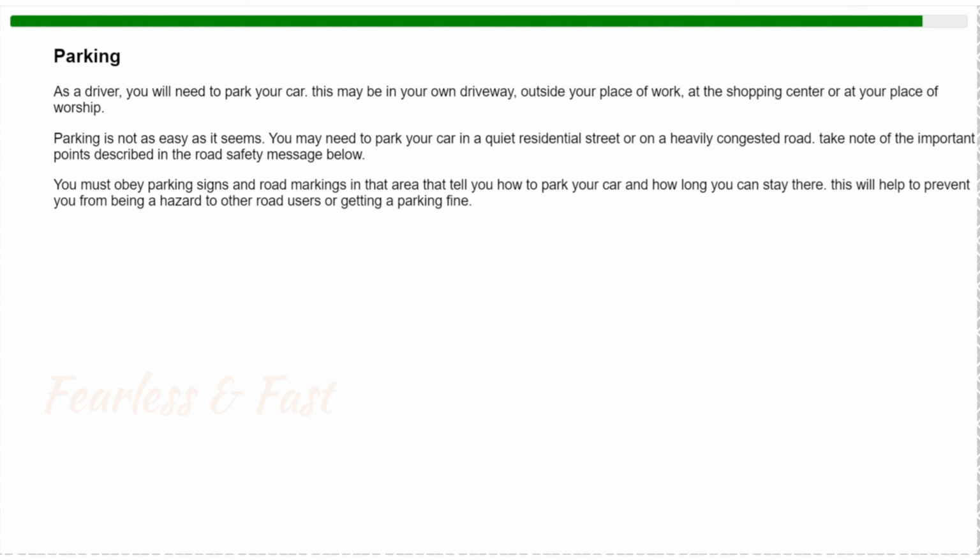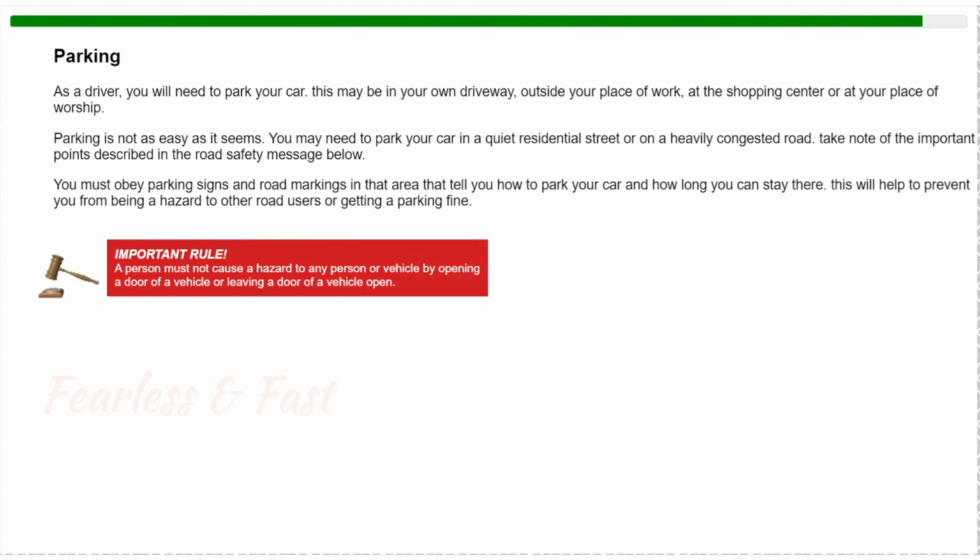You must obey parking signs and road markings in that area that tell you how to park your car and how long you can stay there. This will help to prevent you from being a hazard to other road users or getting a parking fine. Important rule. A person must not cause a hazard to any person or vehicle by opening a door of a vehicle or leaving a door of a vehicle open.